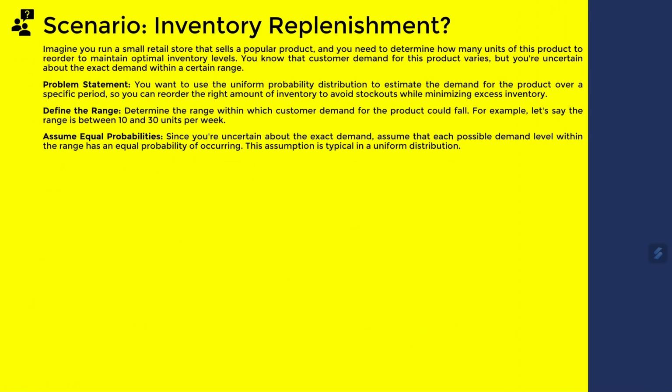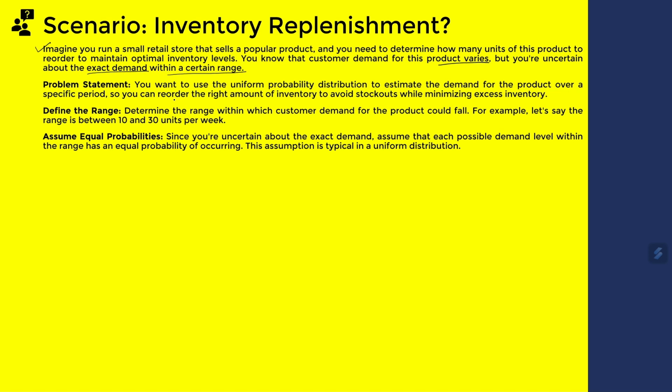Okay, so let's understand this scenario. The title of this scenario is inventory replenishment. Imagine you run a small retail store that sells a popular product, and you need to determine how many units of this product to reorder to maintain optimal inventory levels. You know that customer demand for this product varies, but you are uncertain about the exact demand within a certain range.